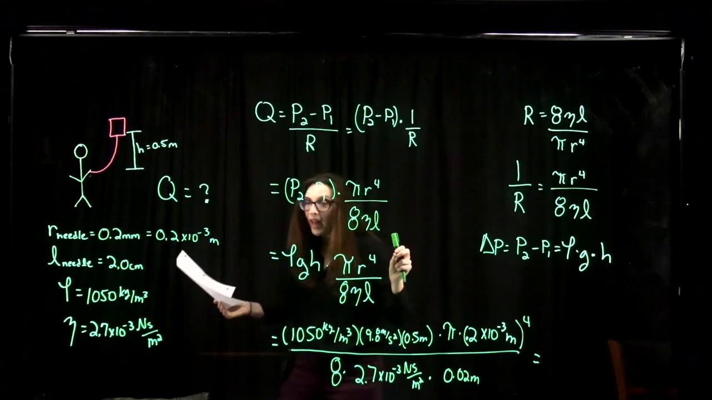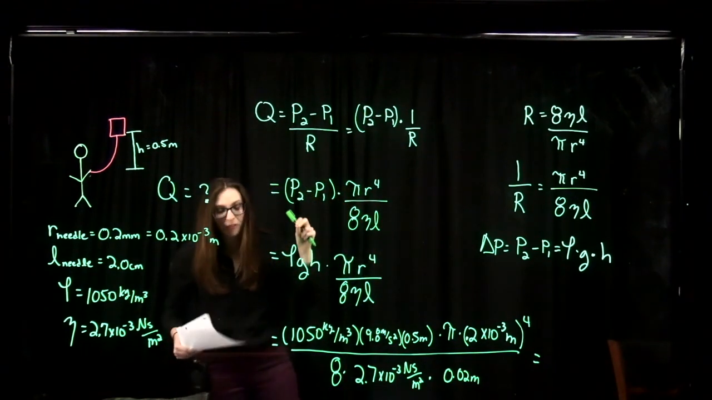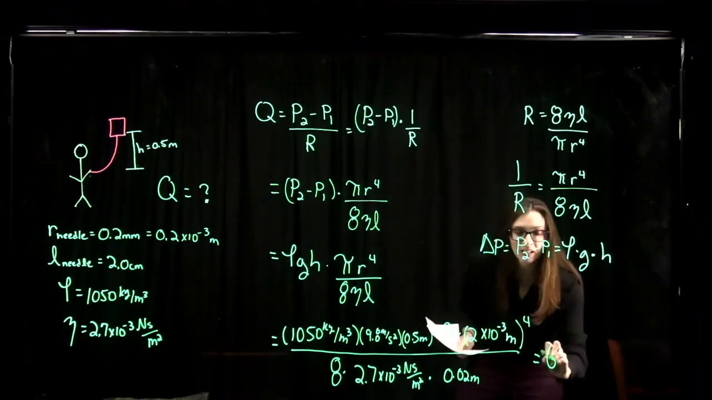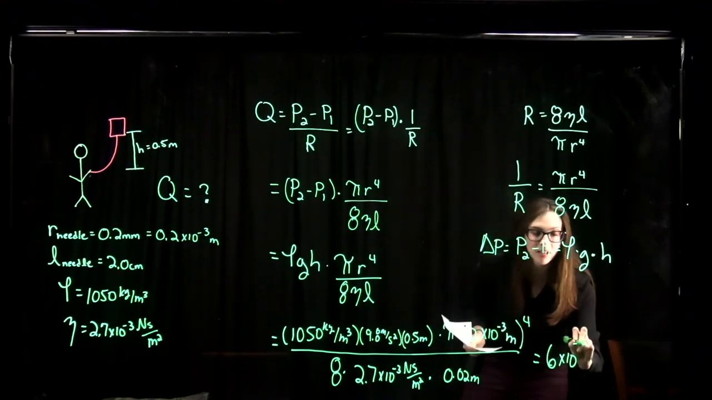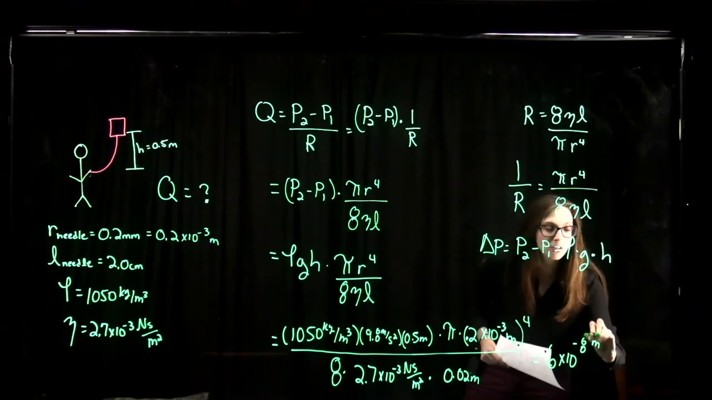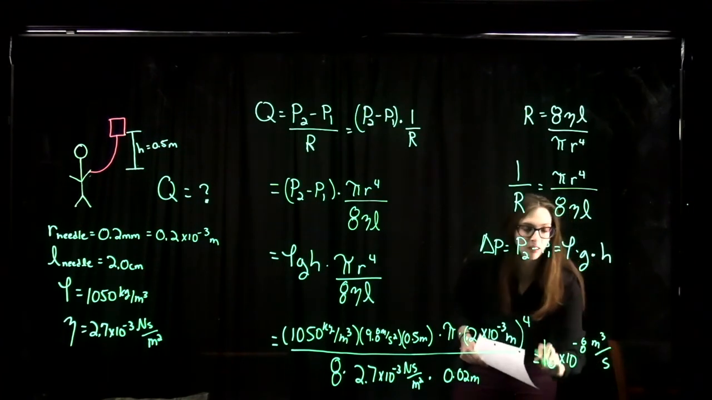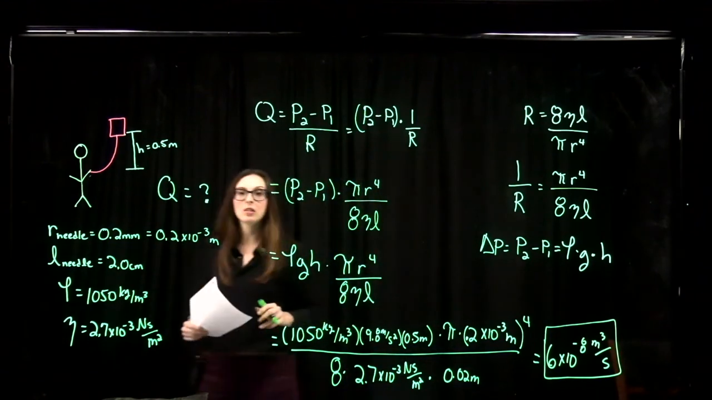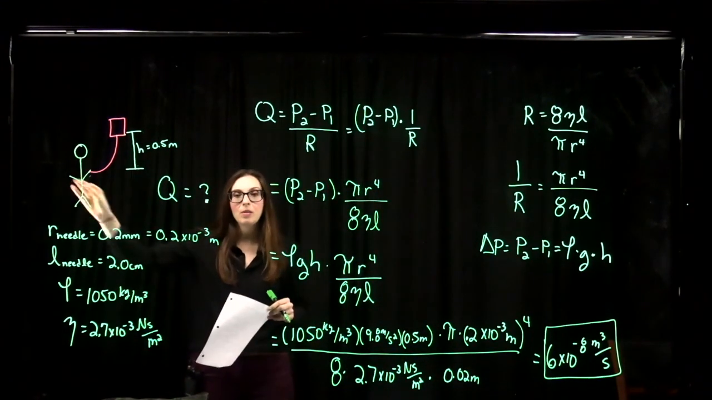Okay, plug all that in and we find that the rate of the flow of blood through the needle in the person's arm is equal to 6 times 10 to the minus 8 meters cubed per second. It seems small, but it's enough to force that blood just through gravity into the person.